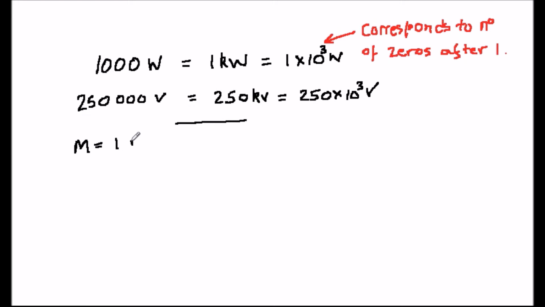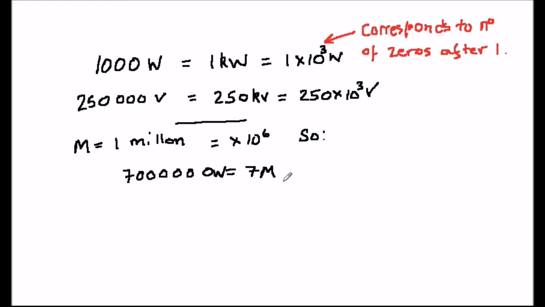Similarly, the prefix mega, which means 1 million, is times 10 to the power of 6. So 7 million watts is 7 megawatts, or 7 times 10 to the power of 6 watts.